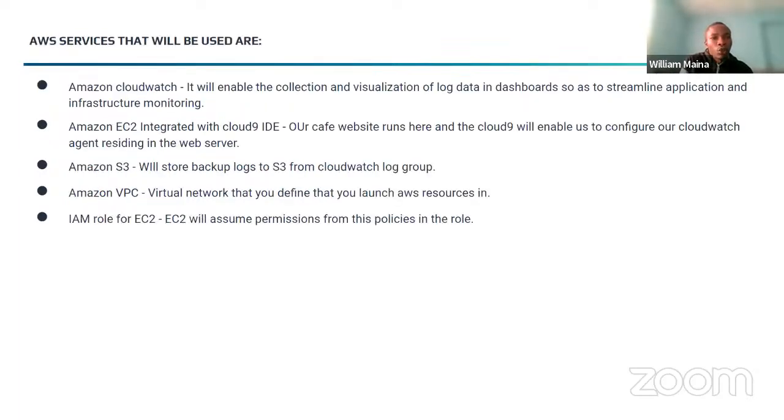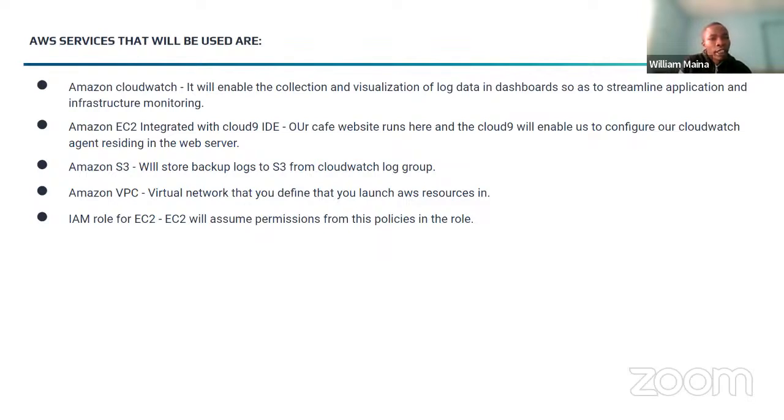Next, also the services that will be used to effectively carry out this project. We have Amazon CloudWatch. This is an AWS service which enables the collection and visualization of log data in dashboards so as to streamline application and infrastructure monitoring. Number two, we have Amazon EC2.